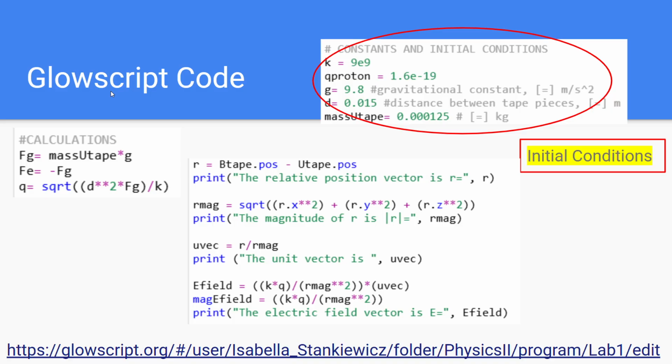Here's a look at the GlowScript code. We've got constants and initial conditions. We have the K constant, the charge of a proton, which I don't think is actually used in the code here, and then the gravitational constant, the distance between the tape pieces, and the mass of the tape, which here is correctly shown in kilograms. And then calculations. On the left, I have where I calculated the gravitational force and the electric force, and then Q. On the right, I have the r vectors, where I calculated the E fields so that we could show the force vectors and the E field vectors in GlowScript.